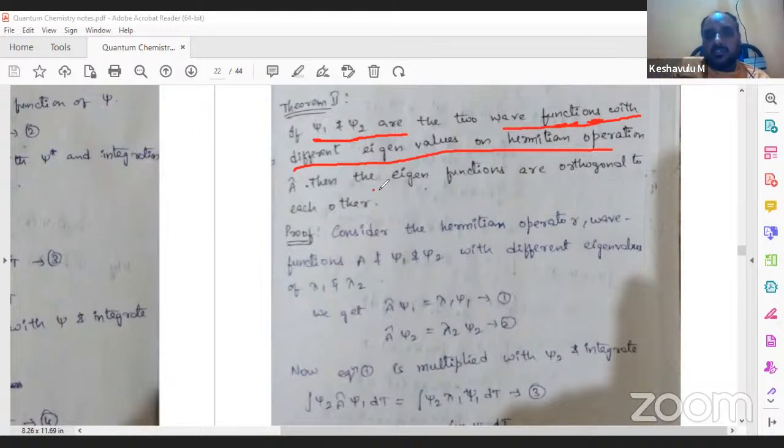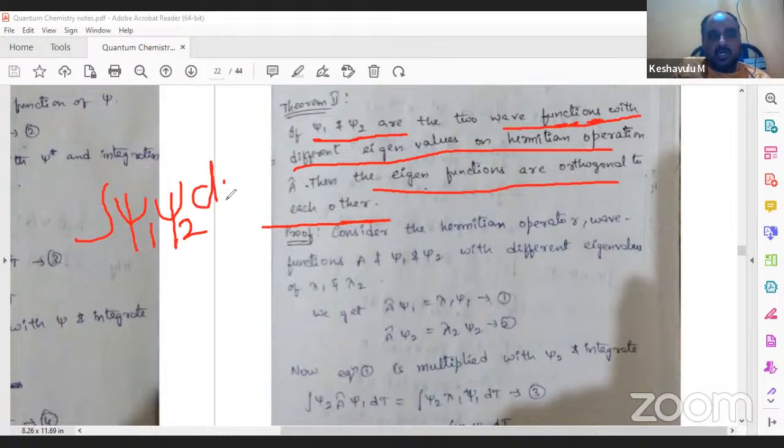Then the two eigenfunctions are orthogonal to each other. What does orthogonal to each other mean? Simply, the orthogonality rule says that if there are two wave functions, psi 1 and psi 2, then the integral of psi 1 psi 2 d tau is equal to 0. We are going to prove this.